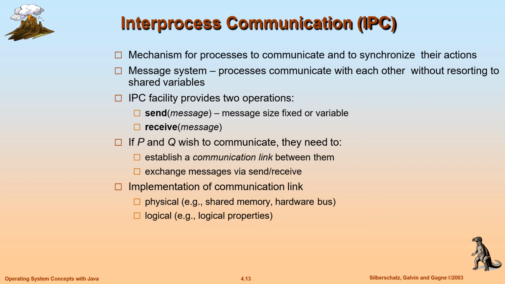The link can be implemented in a variety of ways. We are concerned here with only logical properties, that is, implementing the link logically with send and receive operations. One is direct or indirect communication. Two, synchronous or asynchronous communication. Number three, automatic or explicit buffering.